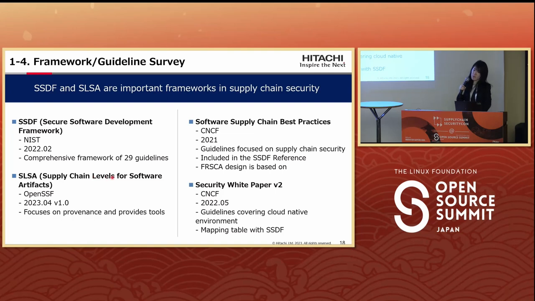So this is a summary of our surveyed guidelines: the SSDF, SLSA, and CNCF best practice and security white paper. The software supply chain best practice is included in the SSDF reference, and the security white paper has a mapping table with SSDF. So these two guidelines are included in SSDF. So we thought SSDF and SLSA are important frameworks in supply chain security.